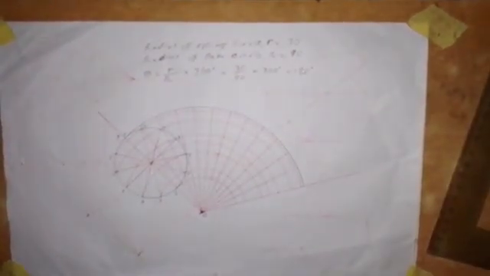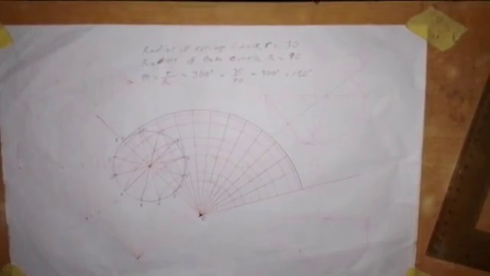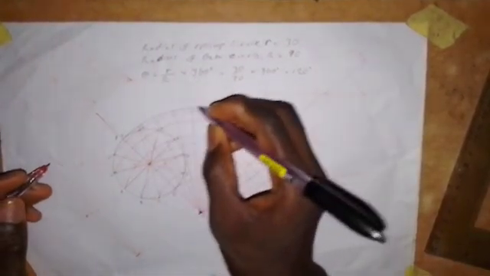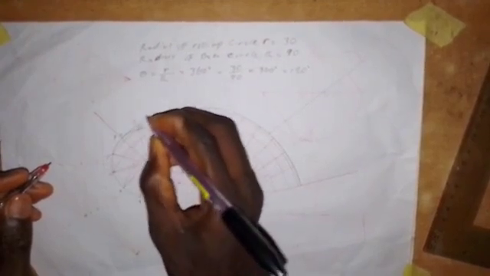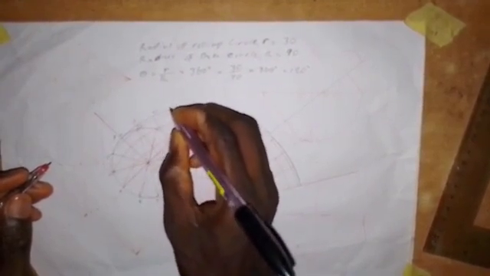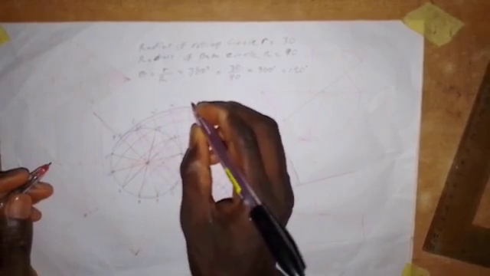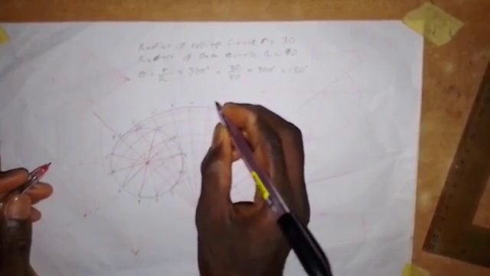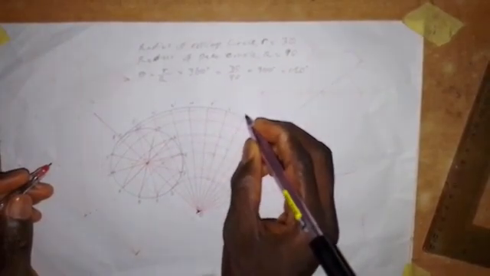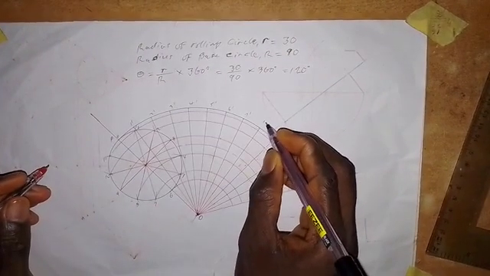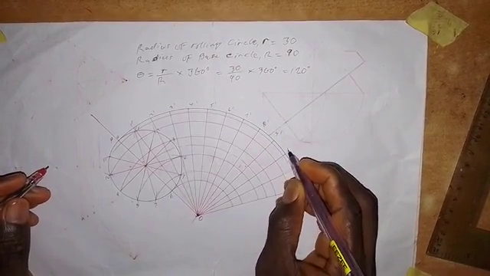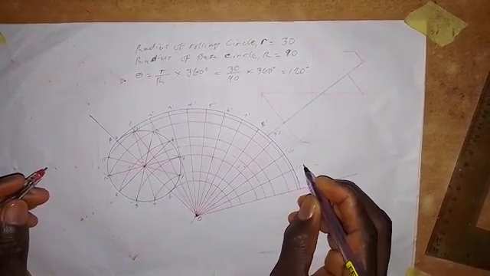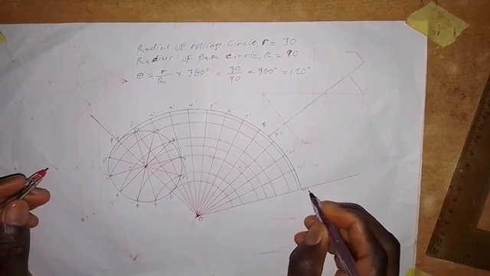Alright, so then we are going to number the center. If we number this as 1 prime, this is 2 prime, this is 3 prime, 4 prime, this is 5 prime, 6 prime, 7 prime, this is 8 prime, this is 9 prime, this is 10 prime, this is 11 prime, and this is 0 prime.